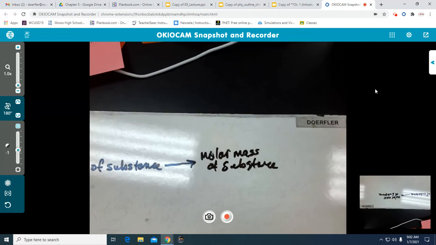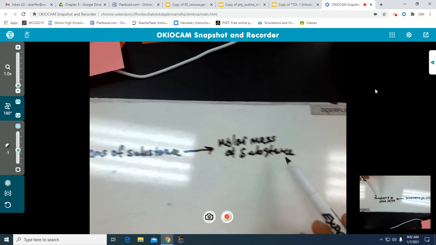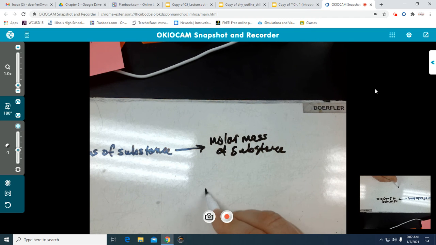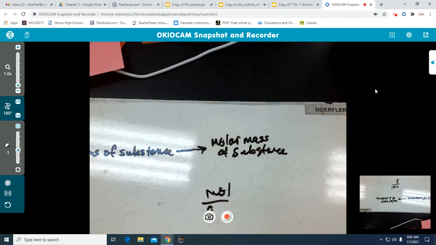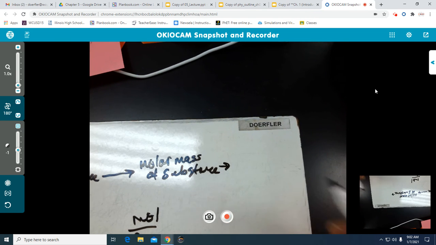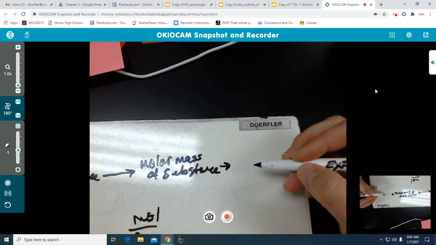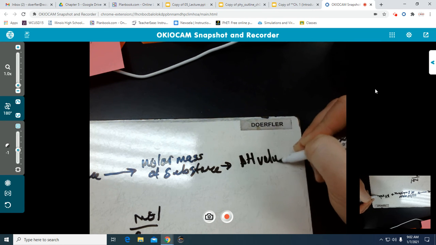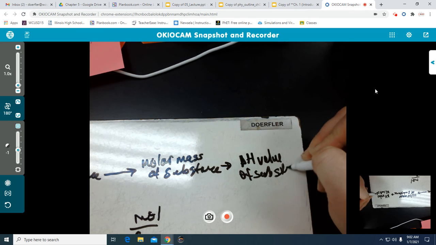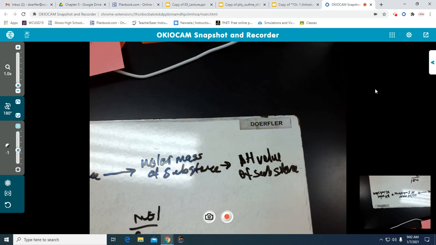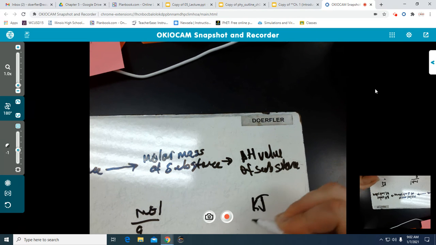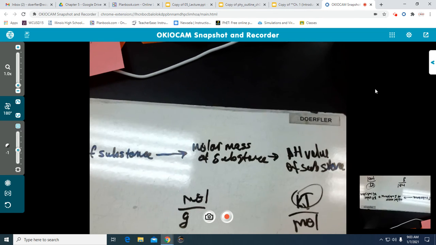Anyway, you're going to use the grams of substance to go to molar mass of substance. Again, I'm just going to put an offshoot here. This is what it's going to look like. You're going to have moles over grams. That's how you're going to set it up. And then finally, you're going to have the delta H value of substance, which is written as kilojoules over mole. So eventually, all you're going to be left with is your unit of kilojoules.